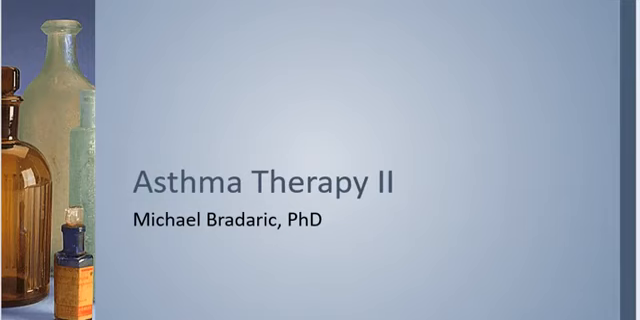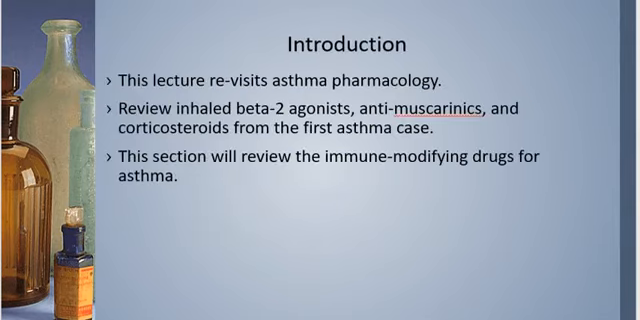All right, so today we're going to revisit asthma, and this is going to pick up where the previous lecture left off. That was back in Foundations of Medicine. I want you to review, and I'm actually going to review them for you, the inhaled beta-2 agonists, as well as the antimuscarinics, sometimes referred to as the anticholinergics, as well as the inhaled corticosteroids from the first asthma case. And then today we're going to really talk about the immune-modifying drugs that can be used in asthma.